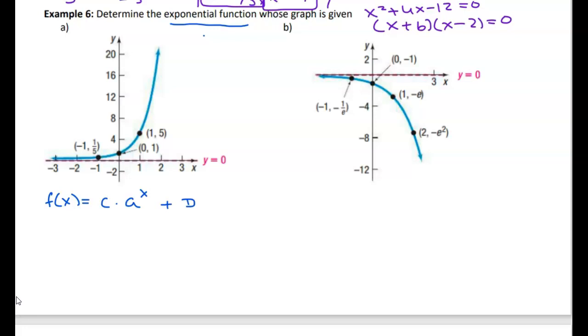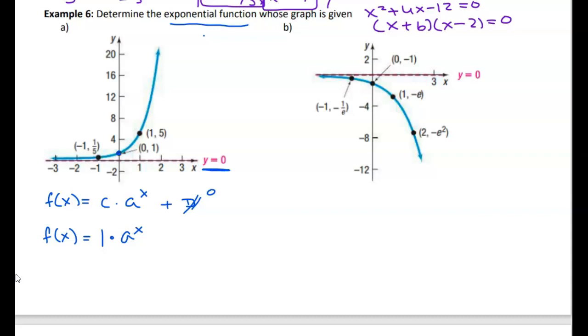To figure that out, you've got to look at the horizontal asymptote. Here the horizontal asymptote is at y equals 0, so that means there's no vertical shift. So d equals 0, and we don't need to worry about it. The c is going to be the y-intercept, so the y-intercept is at 1. And the a is going to be how much we're multiplying by.